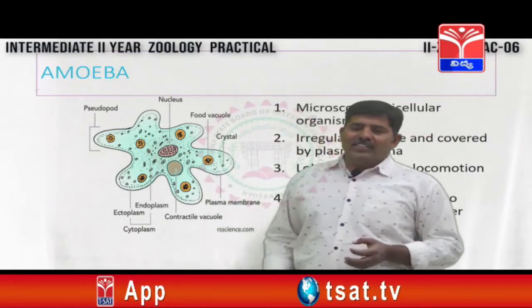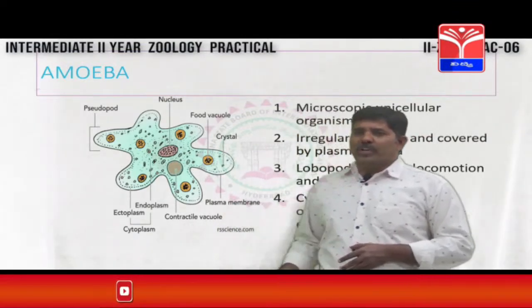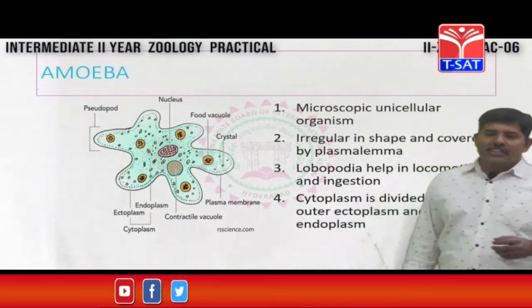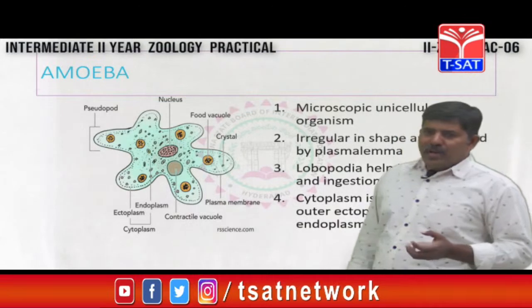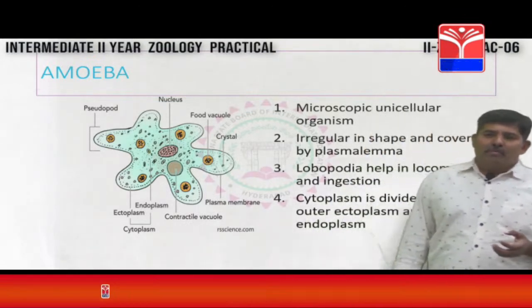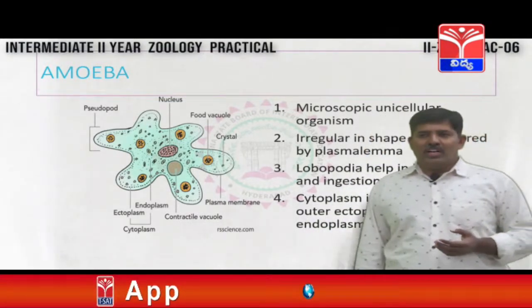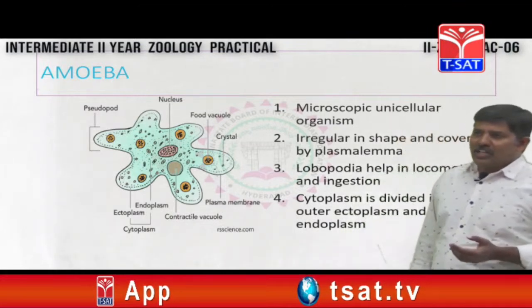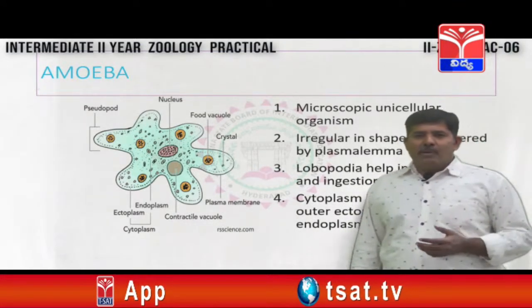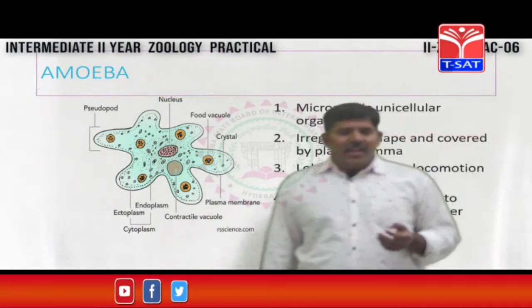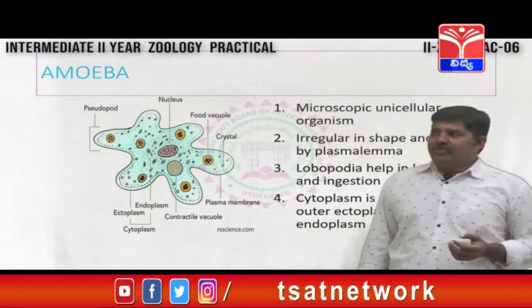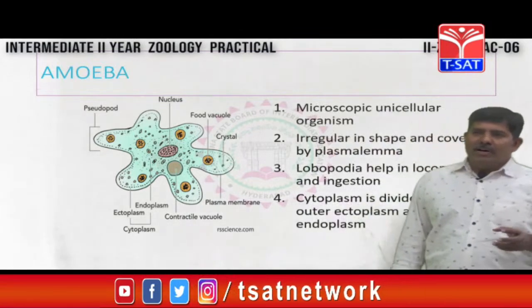Amoeba can be called a proteus animalcule. It contains lobopodia. These blunt lobopodia are useful for locomotion and the collection of food. The amoeba is located in the phylum Protozoa, and the class is Rhizopoda. So this is about the amoeba.